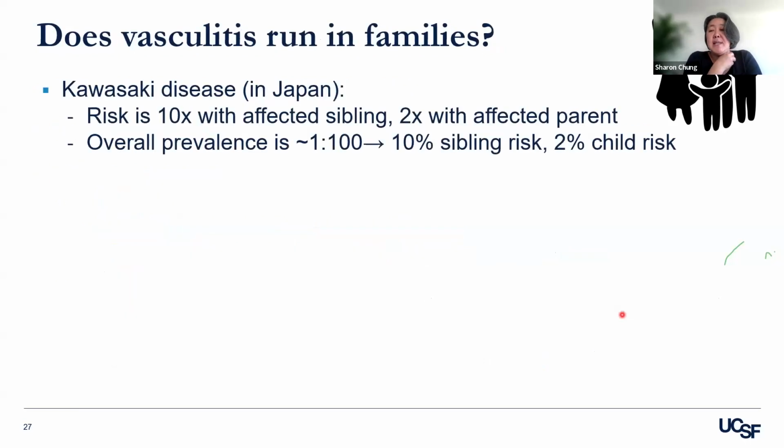So for Kawasaki's disease, which is a medium vessel vasculitis affecting the heart, primarily occurring in children, your risk of developing Kawasaki's is about 10 times higher than the general population if your brother or sister has it, and about 2 times higher if your mom or dad had it. So the prevalence is about 1 in 100 in Japan. So if you have it, there's a 10% chance that your brother or sister would get it, and there's a 2% chance that your child would get it.